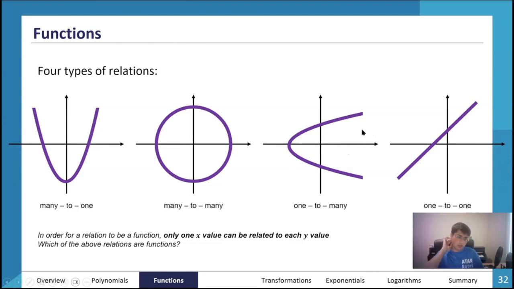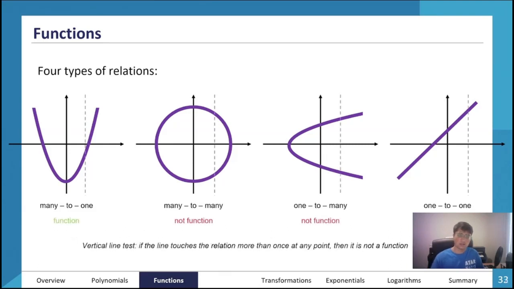The way we can check whether a relation is a function is if we use what's called the vertical line test. If it passes the vertical line test, then it's a function, and if it doesn't pass the test, it's not a function. The way that looks is if we draw out a vertical line at any point along the graph, and it hits the graph more than once, let's say in this case here, then it's not going to be a function, because that means one x value maps to many y values.